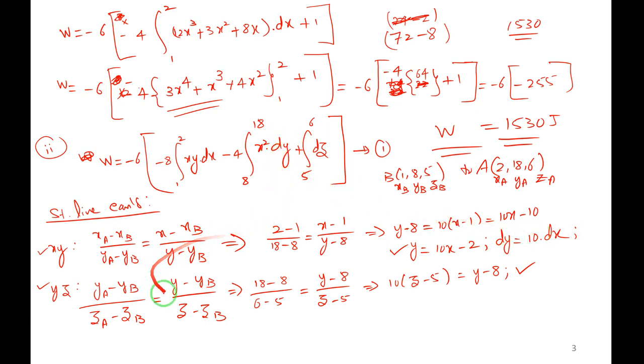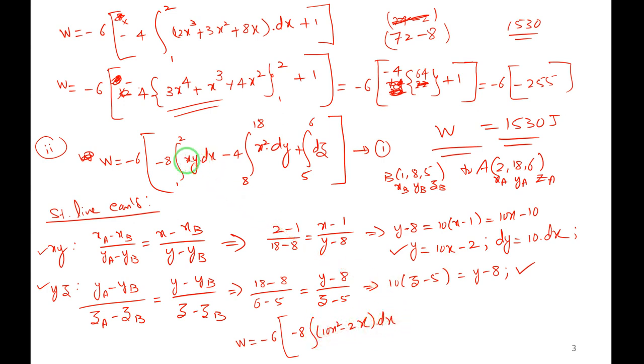Okay, we'll write it. W is equal to minus 6 minus 8 integration of, see here I am replacing this y is 10x minus 2, but I have to multiply x here, so I will multiply x for y here. So multiply x means 10x square minus 2x into dx. First equation is over, right?